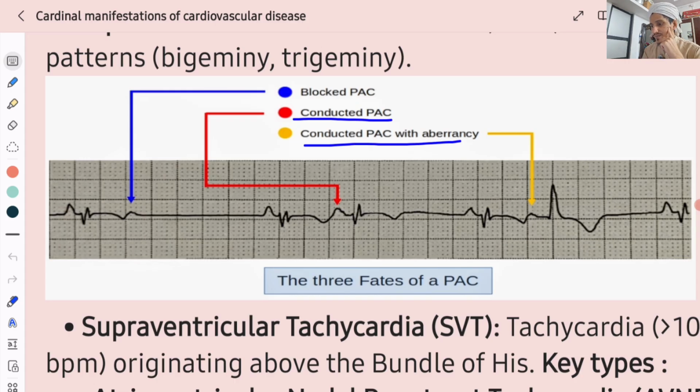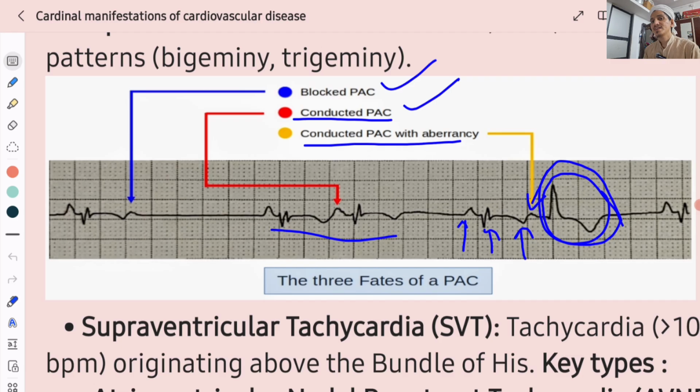See, this is again a normal P wave, QRS complex, and here is a T wave, but that is superimposed by a PAC, which is followed by a different QRS complex, not similar to the previous QRS complex. That is an example of conducted PSC with aberrancy. So PSC can be blocked, it can be conducted, and it can be conducted with aberrancy. The QRS complex is different because the path taken by the PSC is different. Whenever the ventricles are stimulated by a different path from the regular path, the QRS complex will be different. Okay, these are the three fates of PSA.